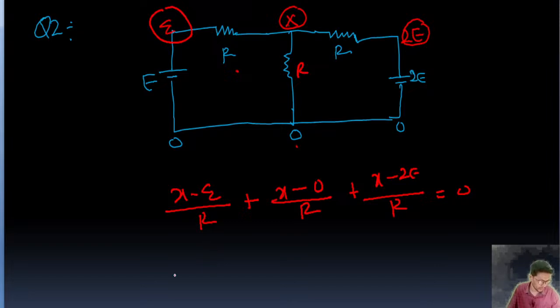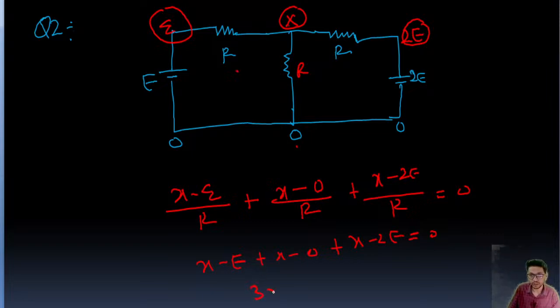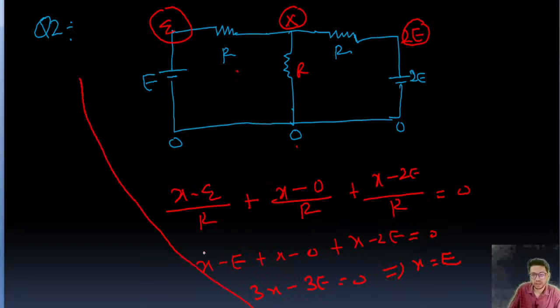Very simple. Now we'll solve it. R is common, so it will go to the right hand side. So this is going to be X minus E plus X minus 0 plus X minus 2E equal to 0. From here, this is going to be 3x minus 3e equal to 0, which implies the value of x is e. Now we can easily find I1 and I2.